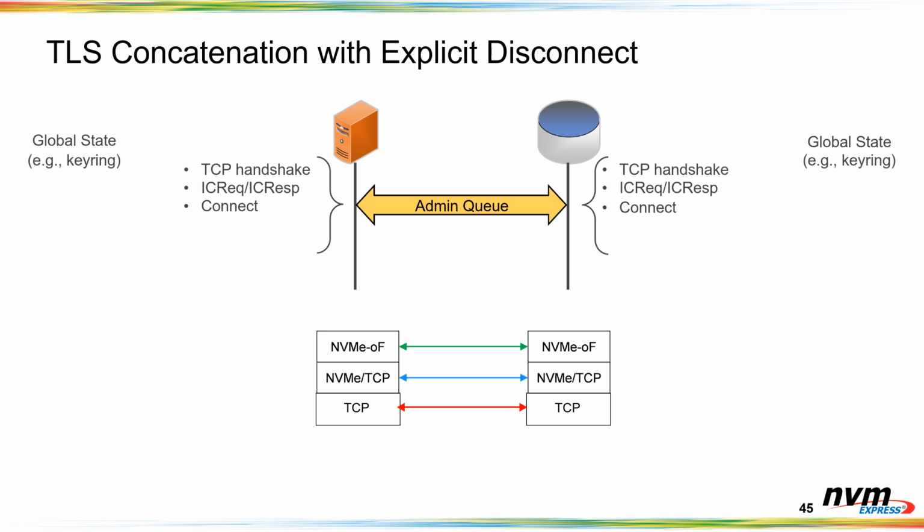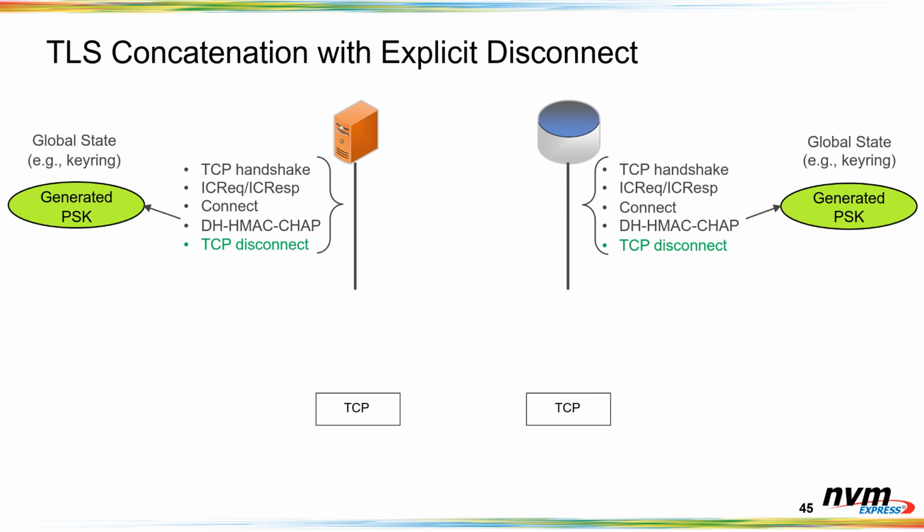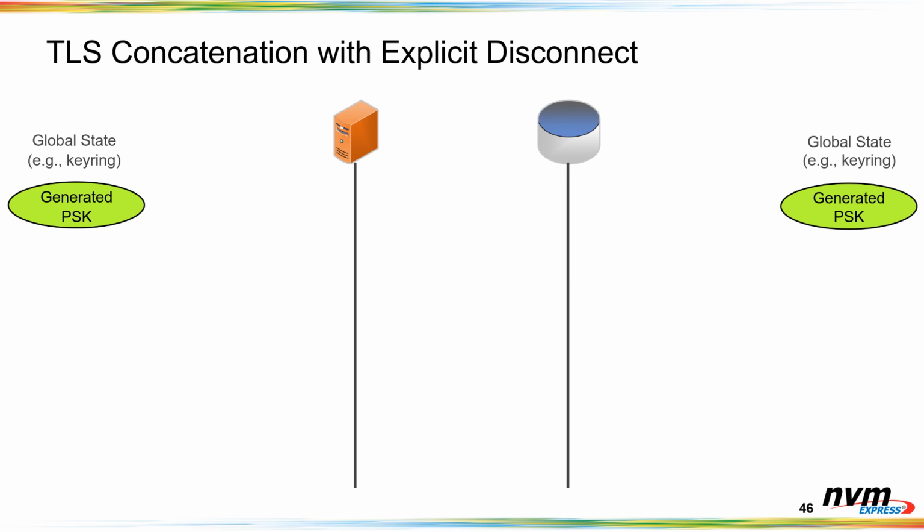Okay, so here's what it looks like in practice. We start up with a TCP handshake, a connect. We run DH-HMAC-CHAP and generate a PSK. And that's it for this connection. The TCP connection is disconnected. If anything other than the commands necessary to do security were sent, they're going to get stranded on the sockets and torn down when the TCP connection comes down. Now we've got the generated PSK, we can move to start setting up the actual connections that we want for the queues.